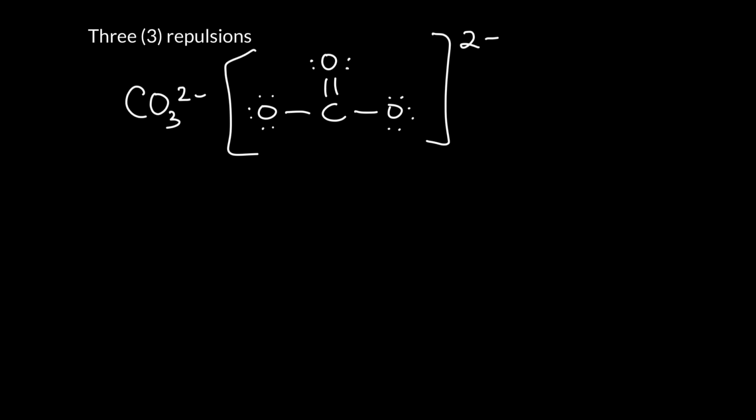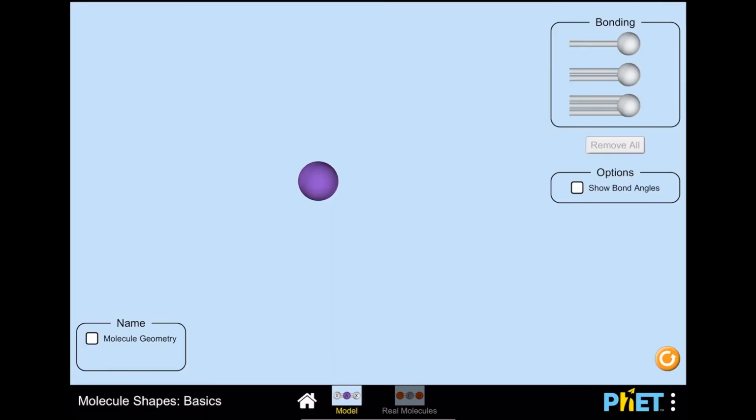So what do I have here? Well, I've got a bond over here, and a bond over here, and a bond up here. And remember, a double bond just counts as any kind of bond. So double or triple, they're all treated the same in VSEPR. So I've got 3 repulsions here. And the question is, how do 3 things try and keep apart from each other? I'm going to pull up that PhET website again, and let's take a look together.